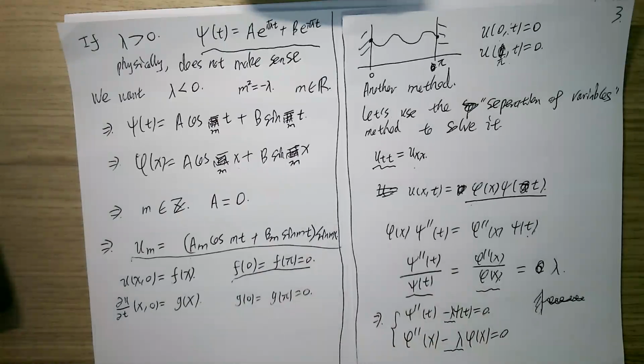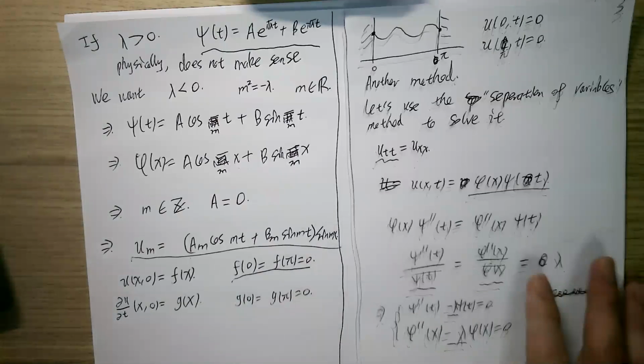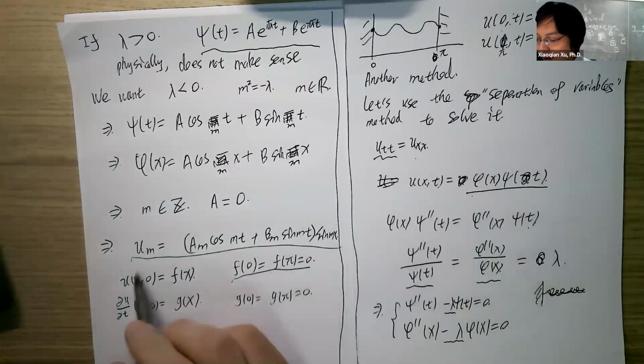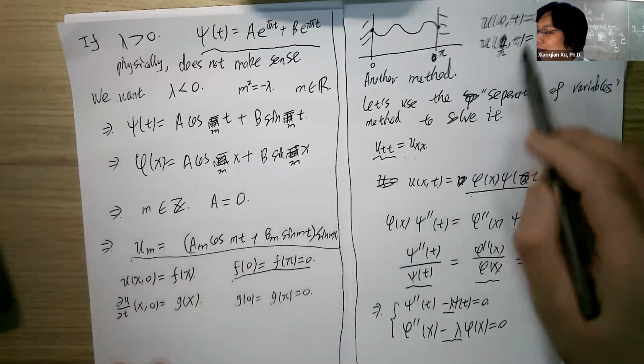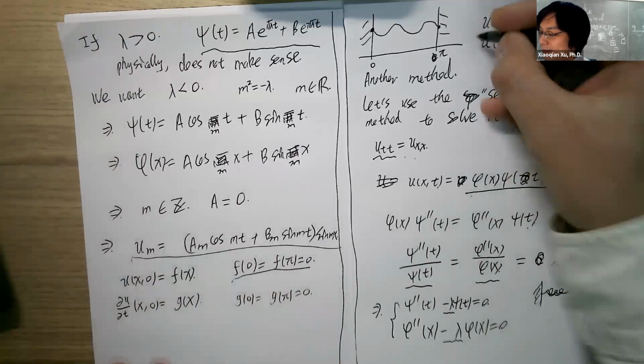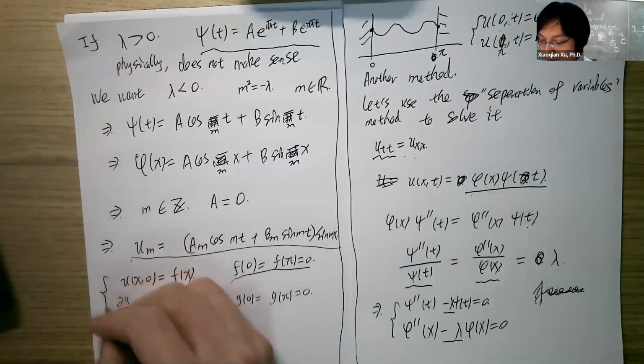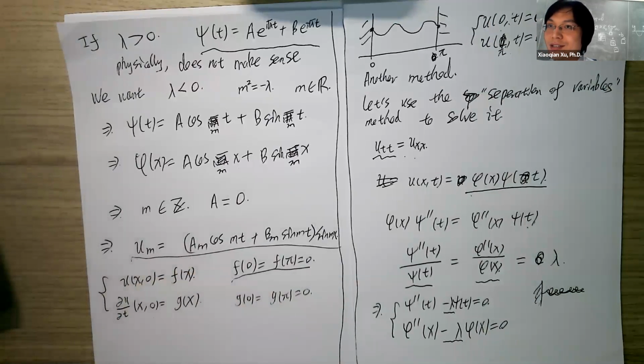Wait, so can you outline again what we have to do? What we want to do is find some u such that it solves this differential equation, satisfying this boundary condition. Okay, and also satisfies this initial condition.